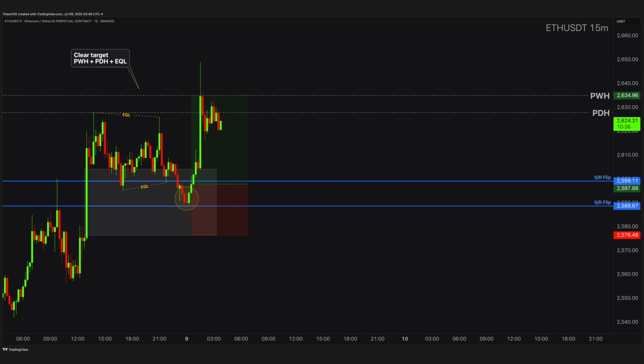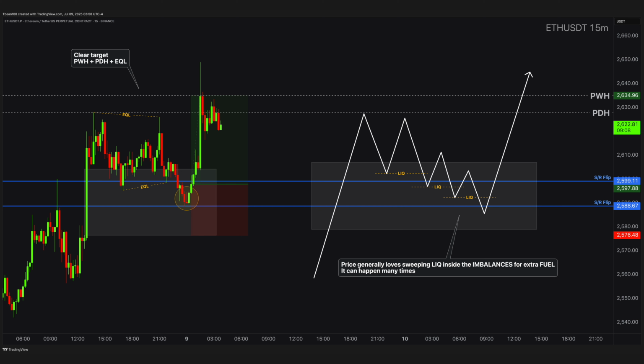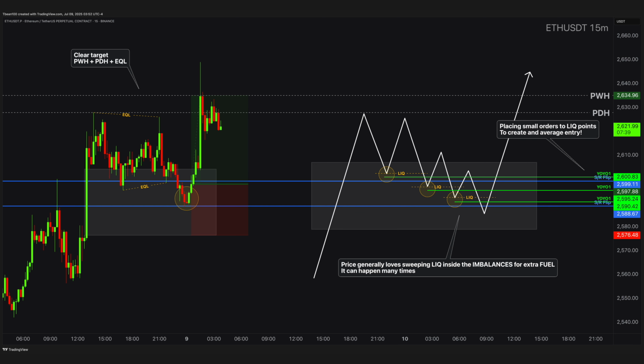Let's get back to how to trade such a setup with another option. Now the problem is that price loves to sweep inner liquidity areas inside the imbalances. So instead of using one single big order, you can follow the price and enter with small trades with each inner liquidity sweep inside the big imbalance zone. This will help you to create a nice average entry at the end.